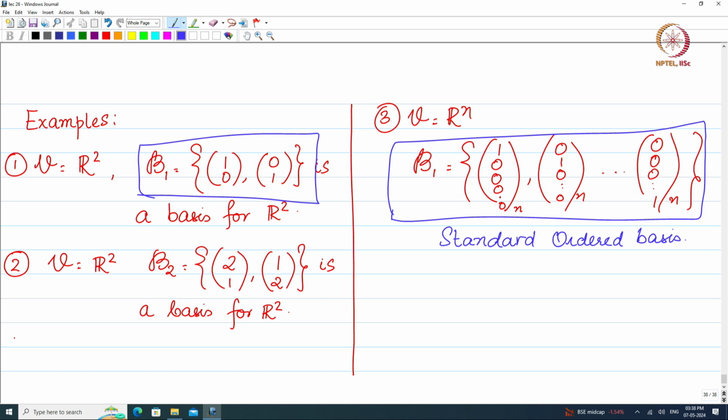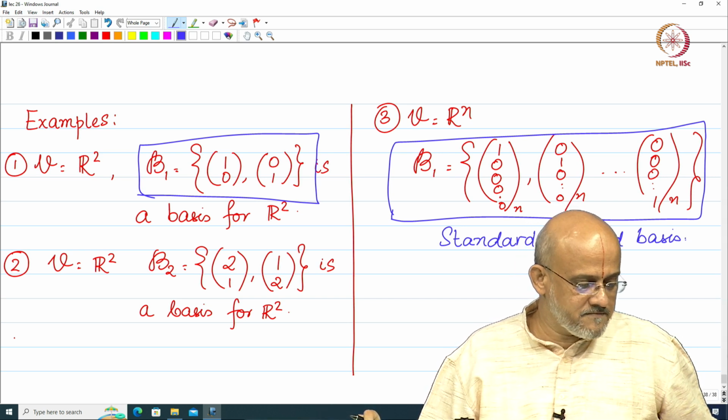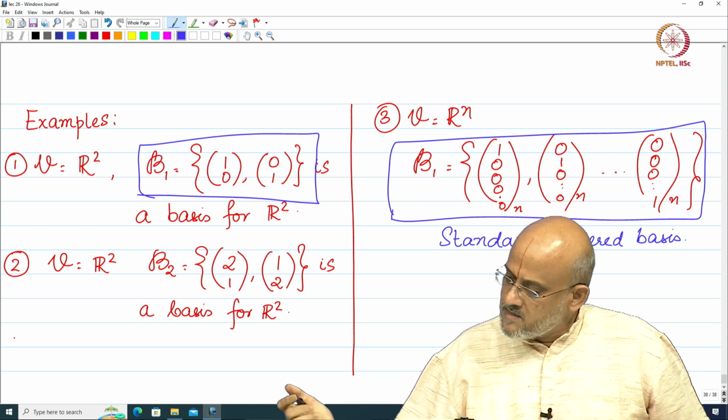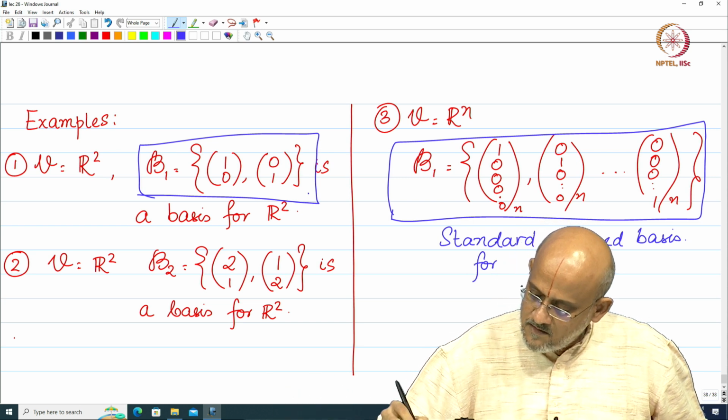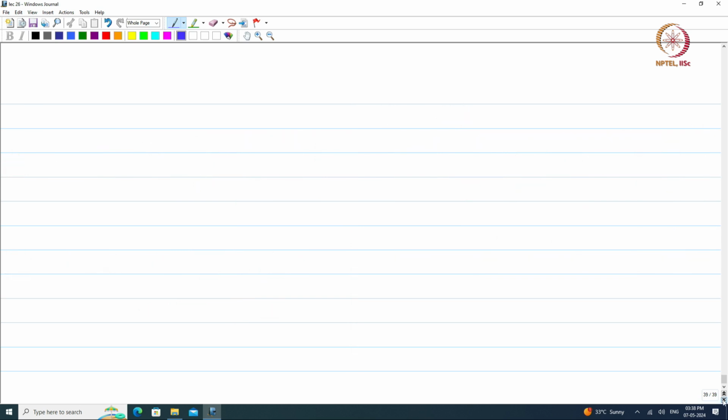What we want is, we want to look not at the standard ordered basis which is always there, we want to look at different bases for a vector space, right, that is what we are going to look at. This is for R2 and this is for Rn respectively. Right, this is what we have. Okay. Now let us look at some more stuff.